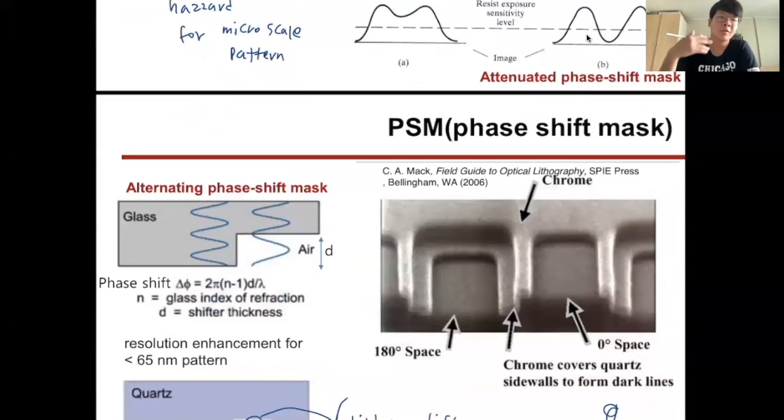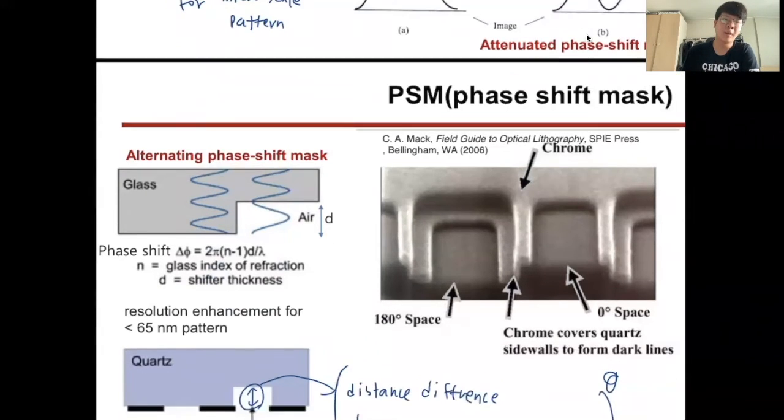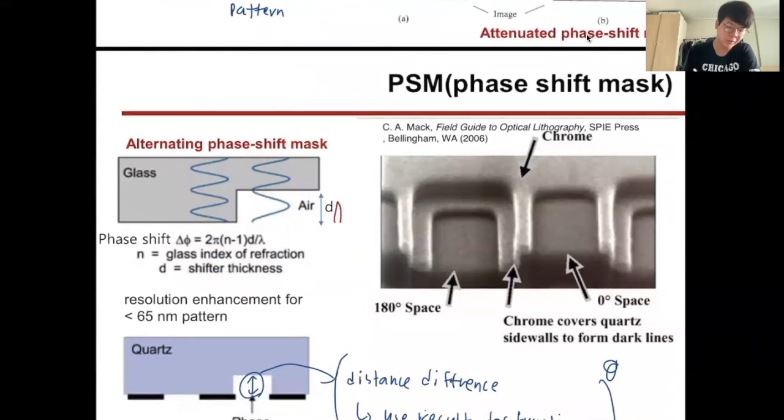And there is another technique called the alternating phase shift mask, in which we use a difference of distance, so that we can make destructive interference.